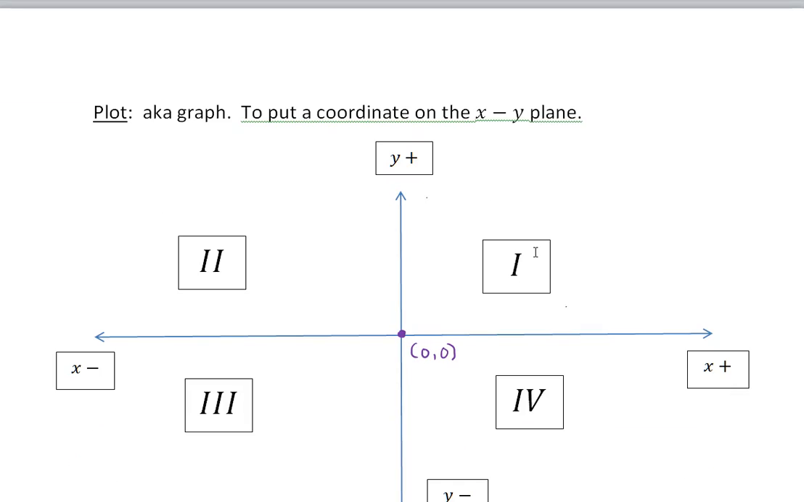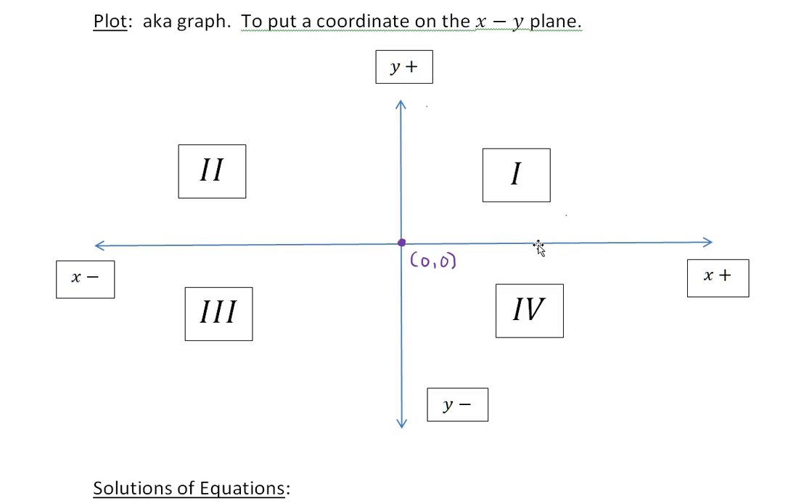We put it on the XY plane. So here is the whole thing that we've just talked about. Here's my quadrant 1. Here's my quadrant 2, 3, and 4. And here you see your origin, that's 0, 0.